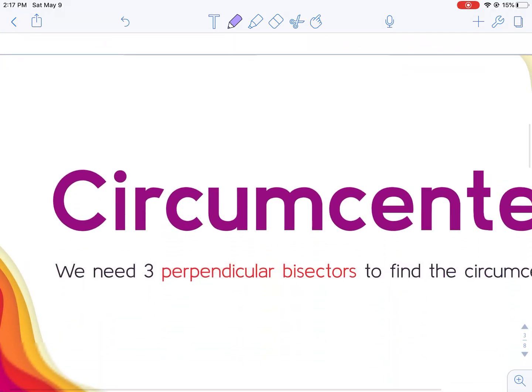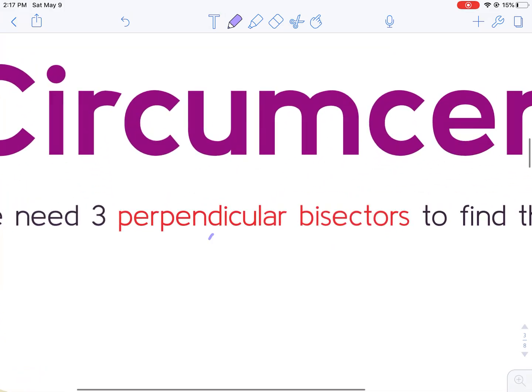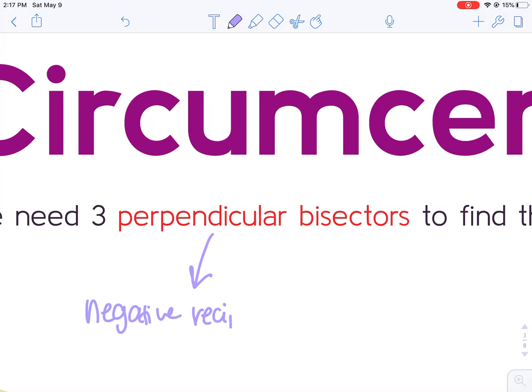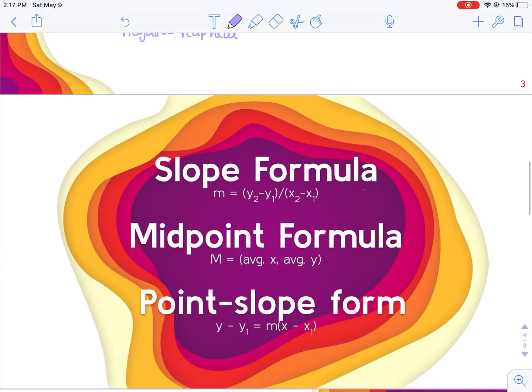So recall that a circumcenter requires three perpendicular bisectors. The perpendicular part tells me, hey, use the negative reciprocal for your slope. And the bisector part says, hey, find the midpoint. And if I use the midpoint and the negative reciprocal, I'm guaranteed to find a perpendicular bisector. So today you're going to need a few things.